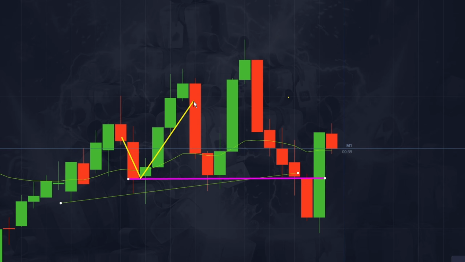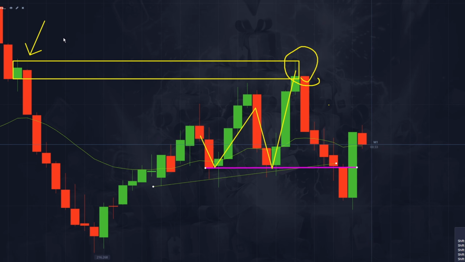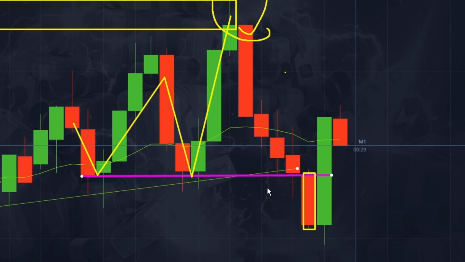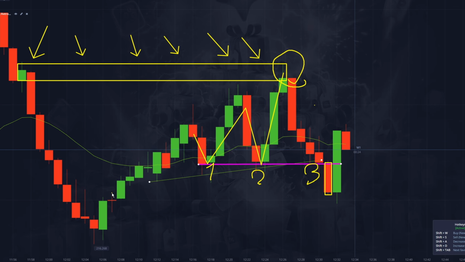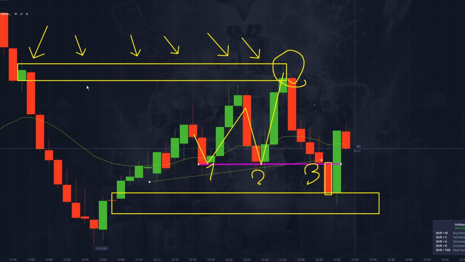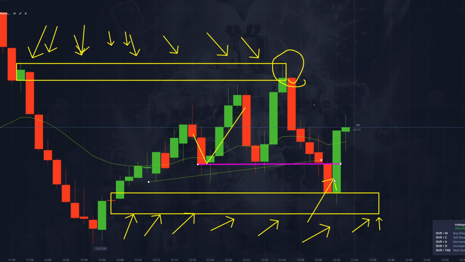First touch, second touch, created a higher high, touched the supply right here, reacted from the supply, came down, broke the third touch, and then it touched this demand, just like this one, which was a supply above. This is a demand below, and reacted from the demand. So the trade that would be takeable here was this beautiful green candle, which is formed right here.